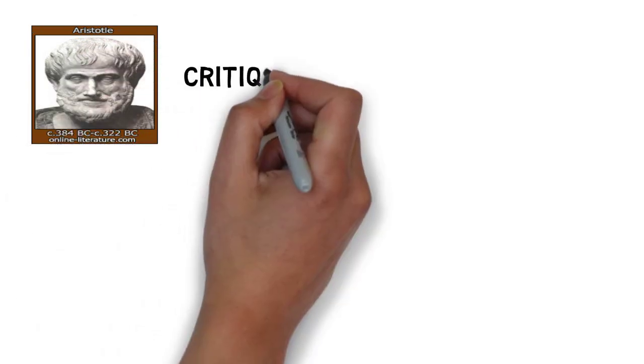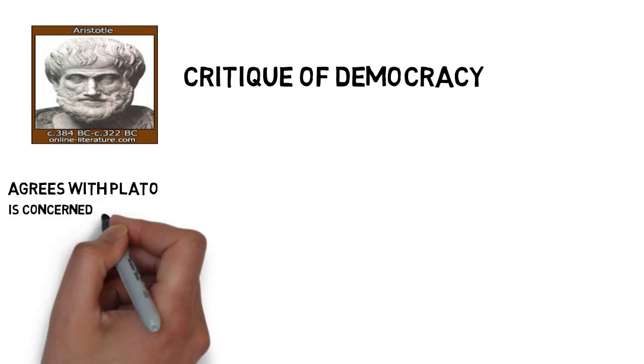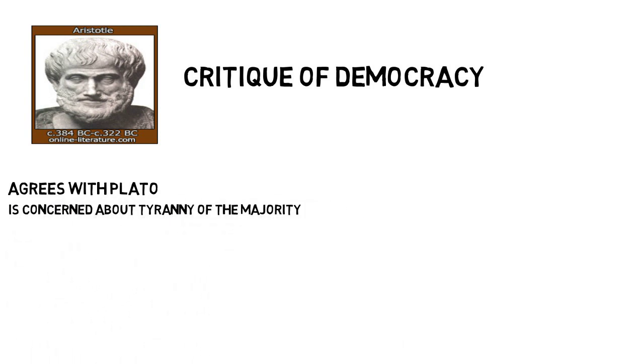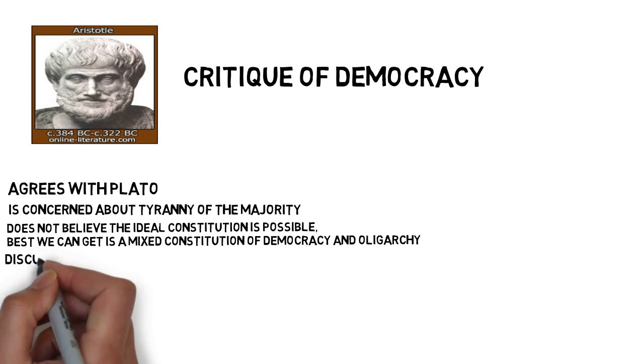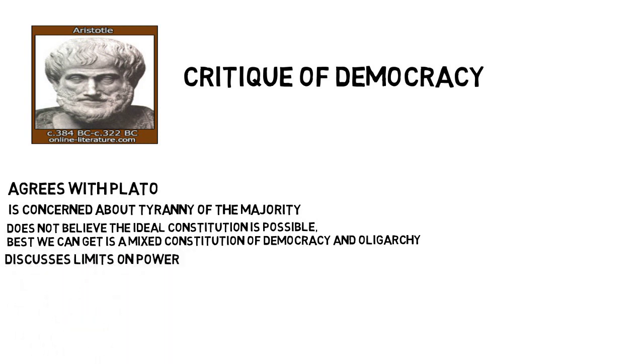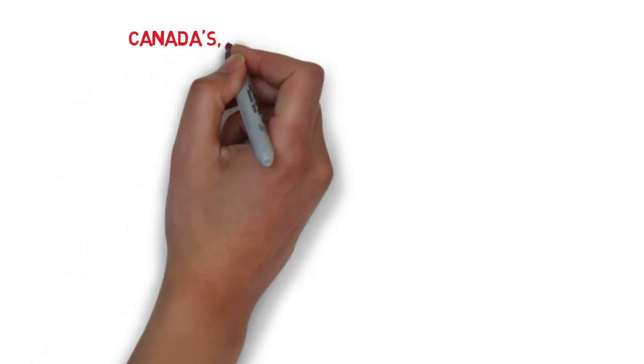Aristotle agrees with Plato that democracy would degenerate, but he goes a step further by worrying about the excesses of power and the tyranny of the majority over the minority. Aristotle believes the ideal constitution is not achievable, so the best that can be hoped for is a mixed constitution of aristocratic and democratic rule with limits on power. So now that we understand where mixed constitutions came from, let's take a look at Canada.